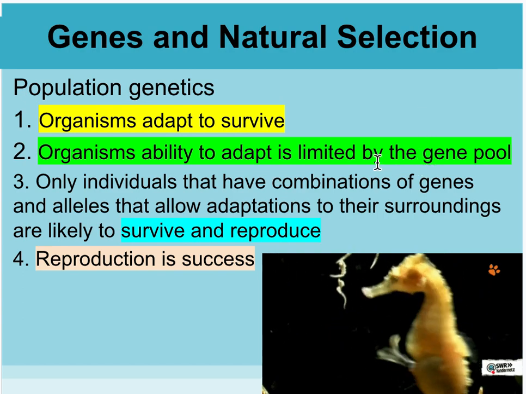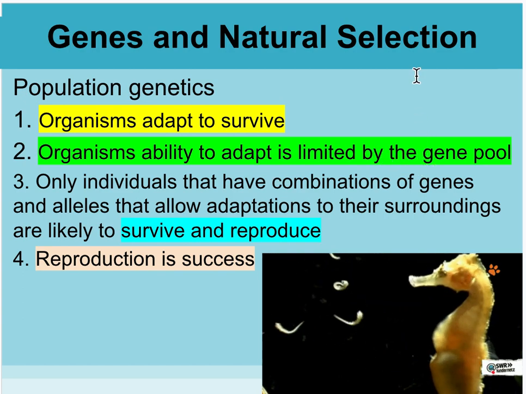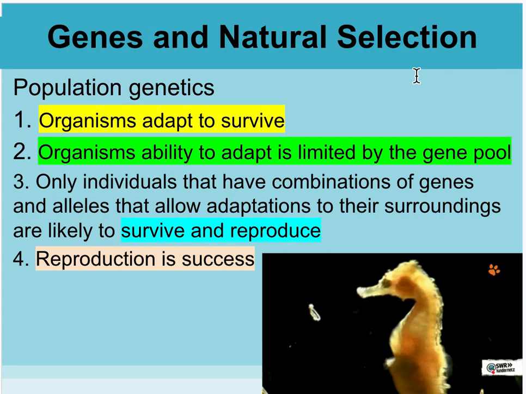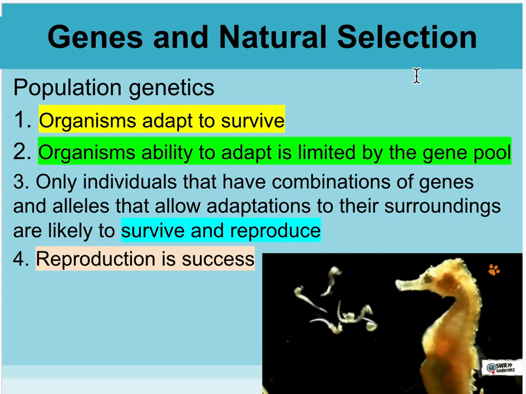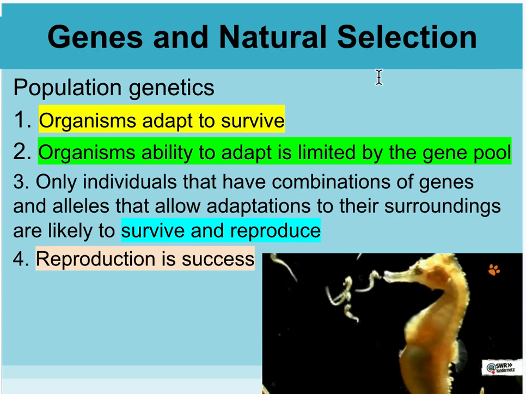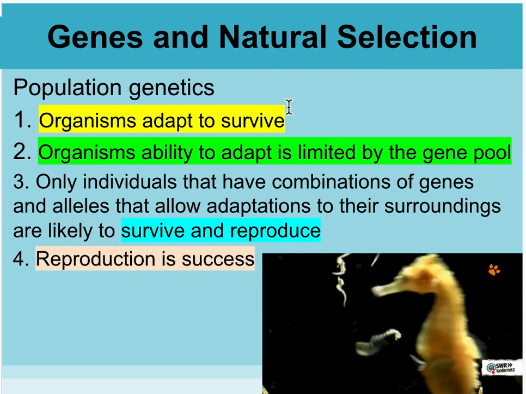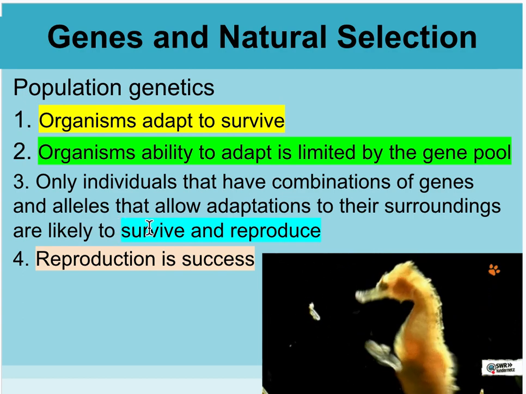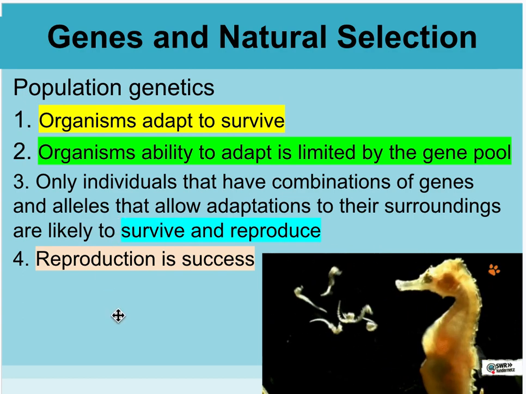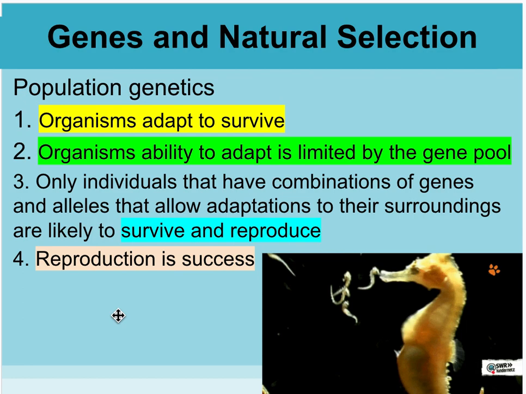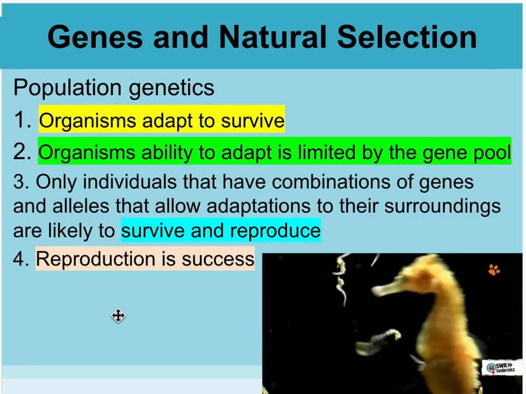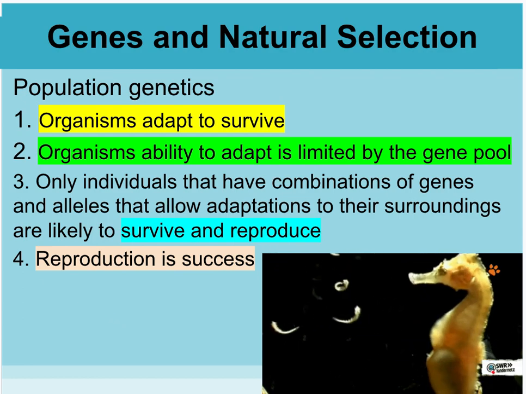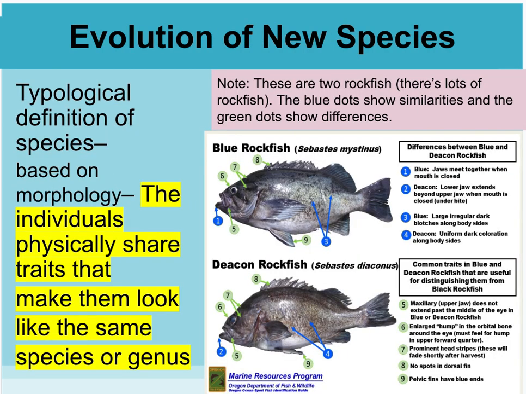And that really does limit their gene pool, so they have a hard time getting new genes in, except through mutation, getting new genes into the gene pool. So only individuals that have good combinations are likely to survive and reproduce. And in evolution, reproduction is success. The more you reproduce, the more successful you were evolutionarily.